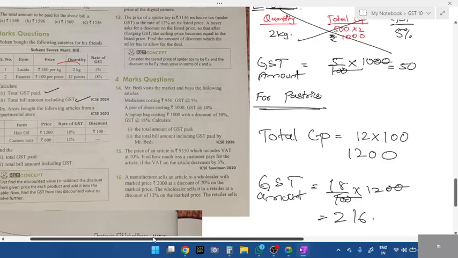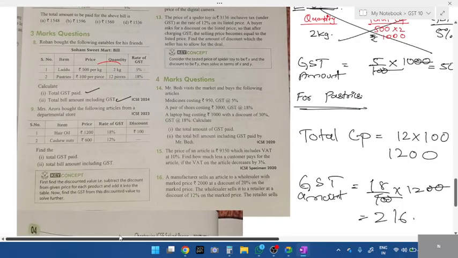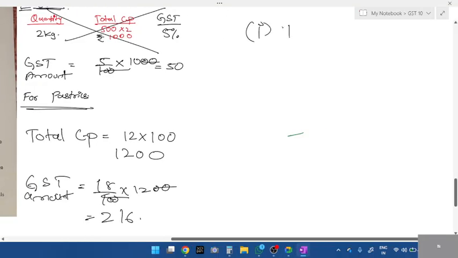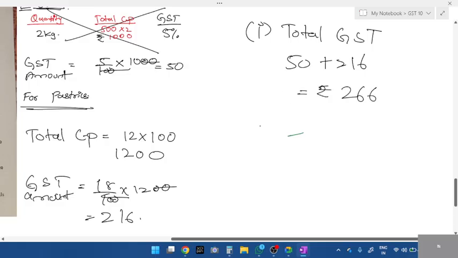Okay, what are the two questions they have asked? See, such a simple question they've asked for 3 marks. 2024. Even last year it was an easy question. What they've asked? Total GST paid. What is total GST, students? Total GST is equals to how much? Yes, 50 plus 216. The answer is 260 rupees. Try to add rupees, students. That's the unit. Total GST is rupees 260.